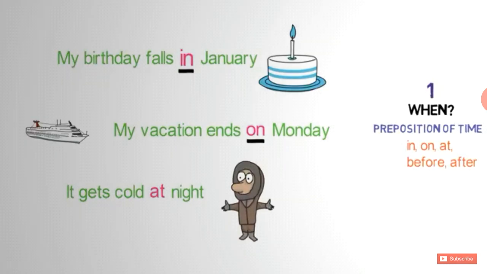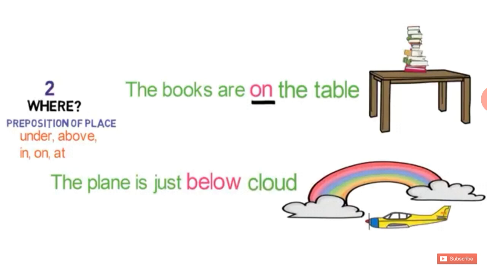Okay. The next thing is where, preposition of place. Here we are talking about the places where things are placed, for example, under, above, in, on, at. See the first example: the books are on the table. Where are the books? On the table. We're talking about the place where the books are, isn't it? The books are on the table.